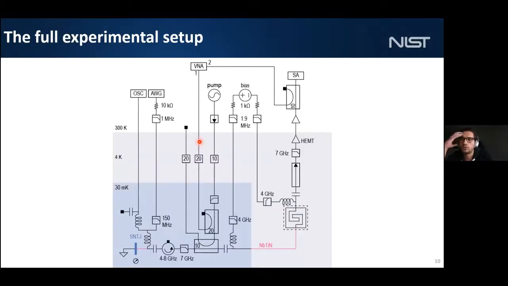So yeah, I don't have time to go into too much detail about the full experimental setup, but I wanted to present it to you here, mainly so you understand where the loss comes from. And you see that there are quite a few components between the shot noise junction and the kit, and then between the kit and the HEMT. And all those components insert loss.